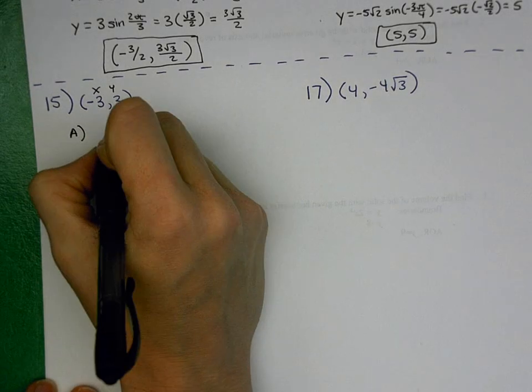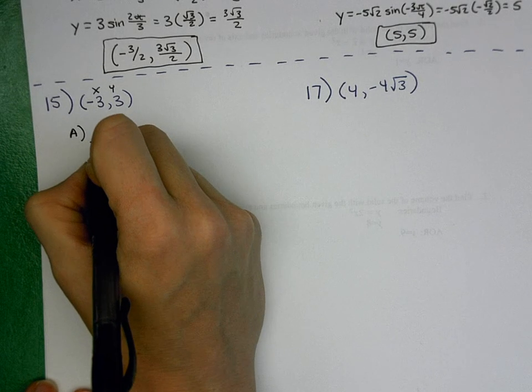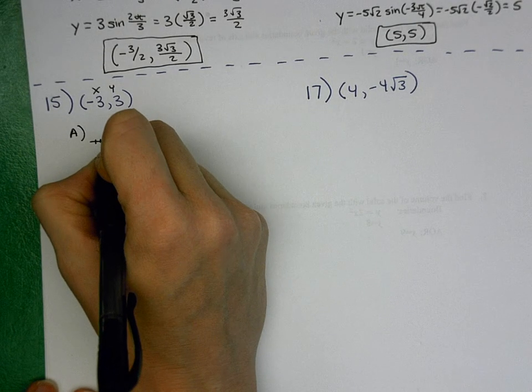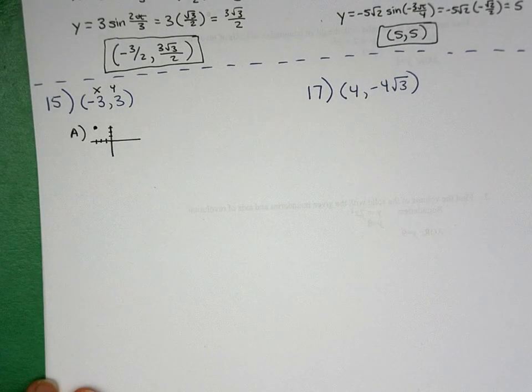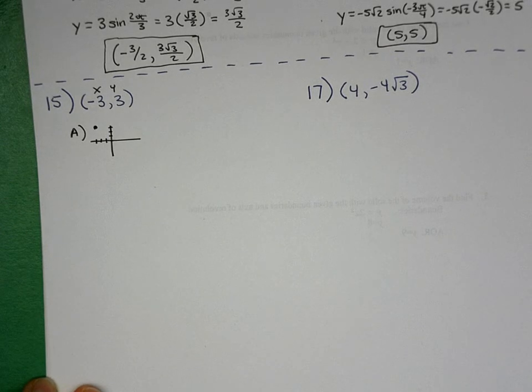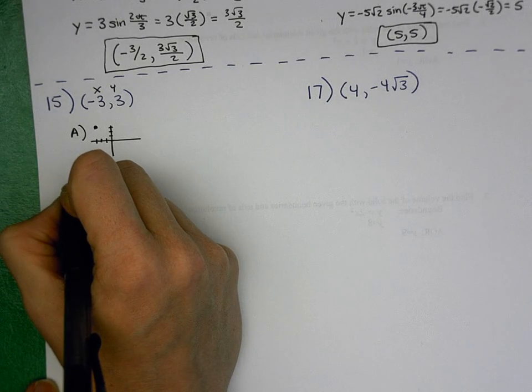So we are graphing negative 3, 3. Negative 3 would be left 3. 3 would be up 3. So my coordinate point would be right there. Okay. B, convert the point to a polar coordinate.